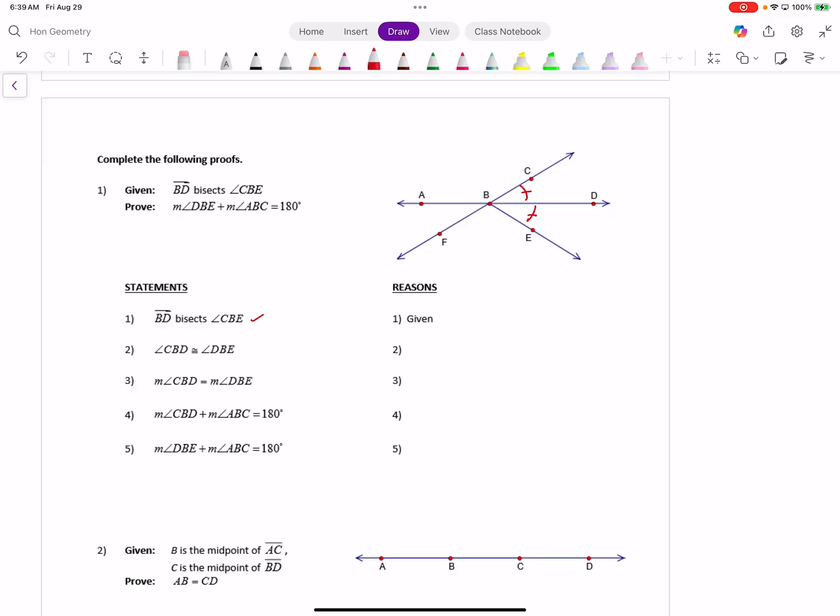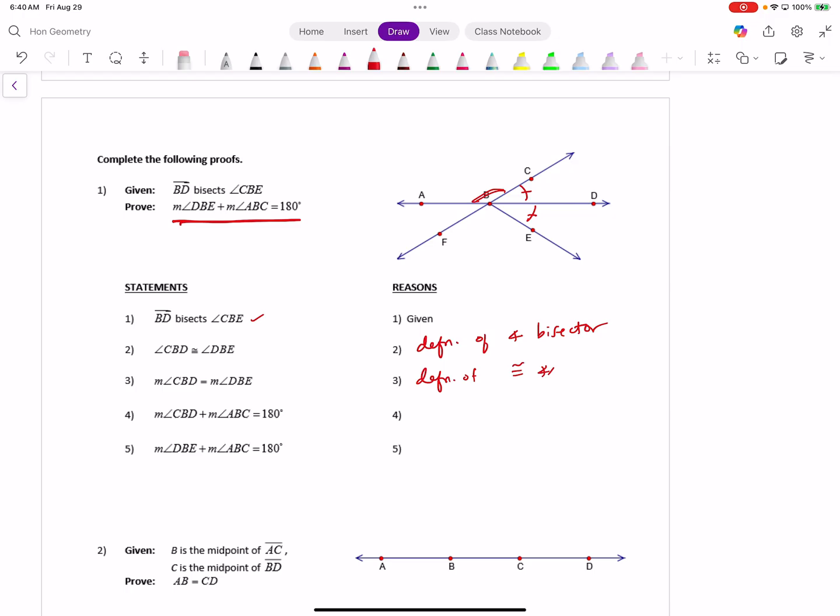And then I knew angle CBD was congruent to angle DBE because that's the definition of an angle bisector. An angle bisector creates those two congruent angles. All right? If those angles are congruent, their measures are the same because that's the definition of congruent angles. Remember, we're trying to get to here, so we're having to get the measures. That's why that came in. The measure of angles CBD and ABC, so those two.